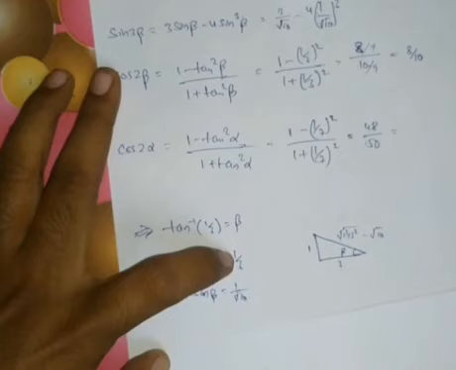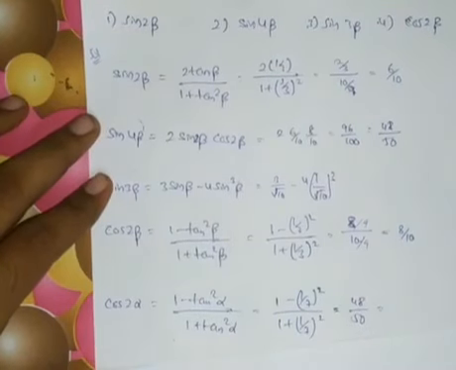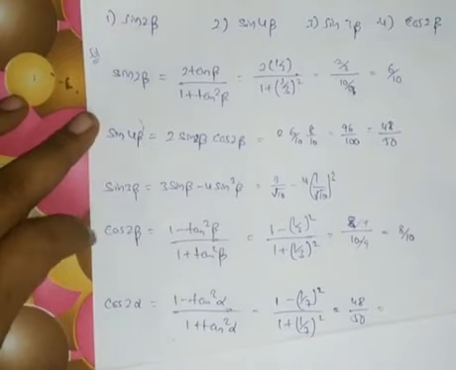He asked what is cos 2 alpha. Let us find the value of cos 2 alpha first. Writing cos 2 alpha in terms of tan, because tan values are given: 1 minus tan square alpha by 1 plus tan square alpha. Tan alpha is equal to 1 by 7, so we get 1 minus 1 by 7 whole square over 1 plus 1 by 7 whole square. So cos 2 alpha value is 48 by 50.